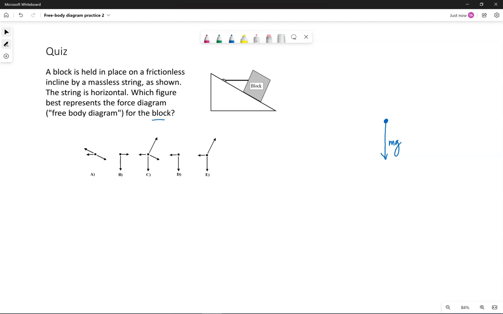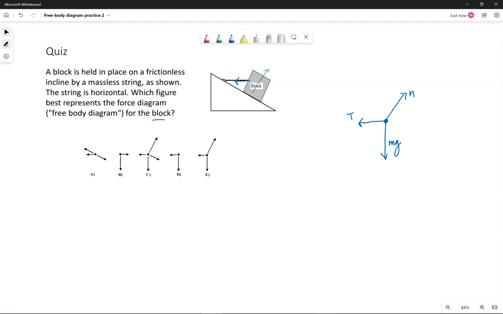So, for example, we have a string again. This string is attached to the block. Strings can only pull. And so I need to draw my string force directly along the string, which is directly left. That we would label as tension. The block is also in contact with the surface. So the surface, we always have a normal force. Again, the name normal force comes because the direction of that force is always perpendicular to the surface. So I would draw that this way.